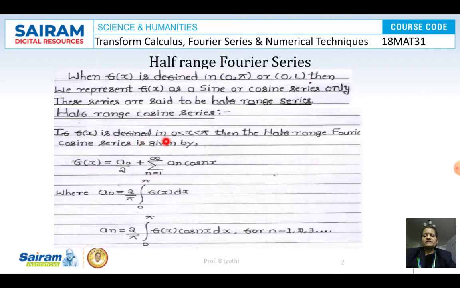If f of x is defined in the interval 0 to pi, then the half-range Fourier cosine series is given by f of x is a0 by 2 plus sigma an cos nx, where a0 is given by 2 by pi integral 0 to pi f of x dx, and an is given by 2 by pi integral 0 to pi f of x cos nx dx for n is equals to 1 to infinity.